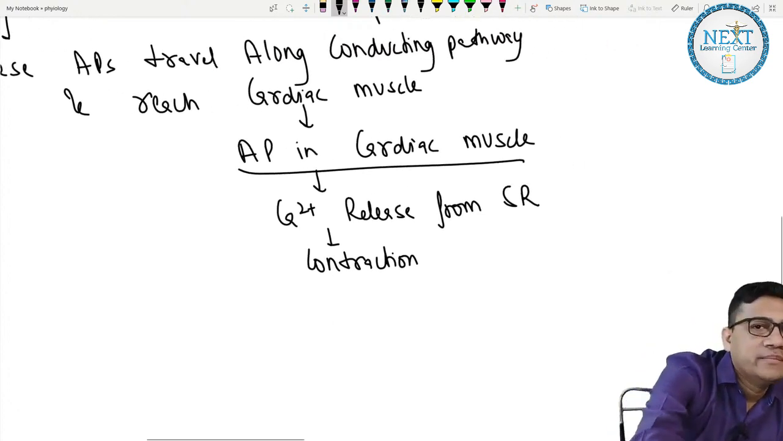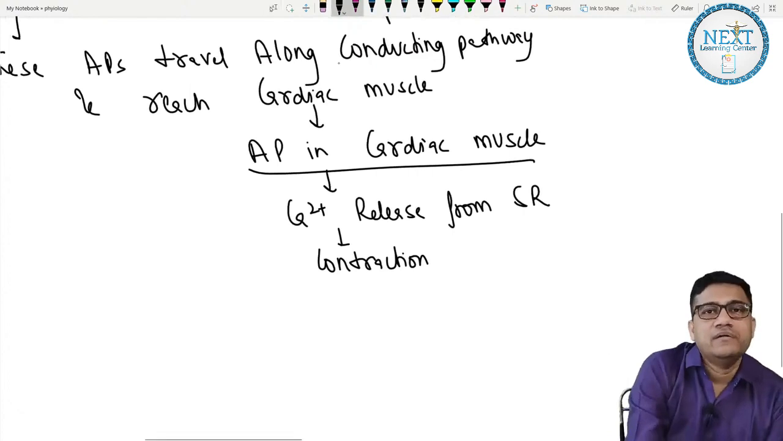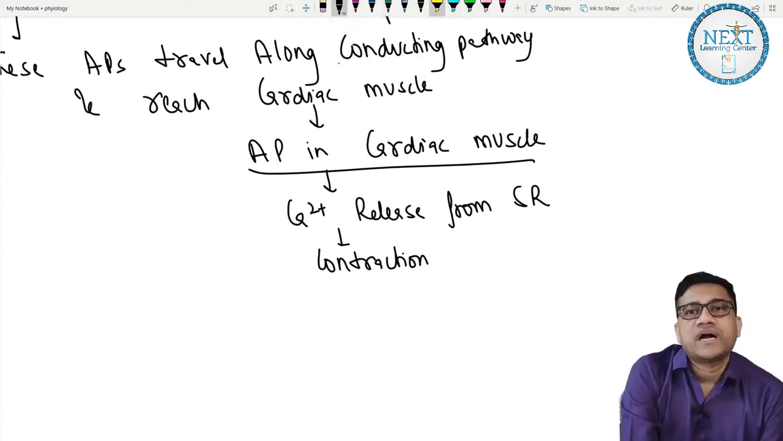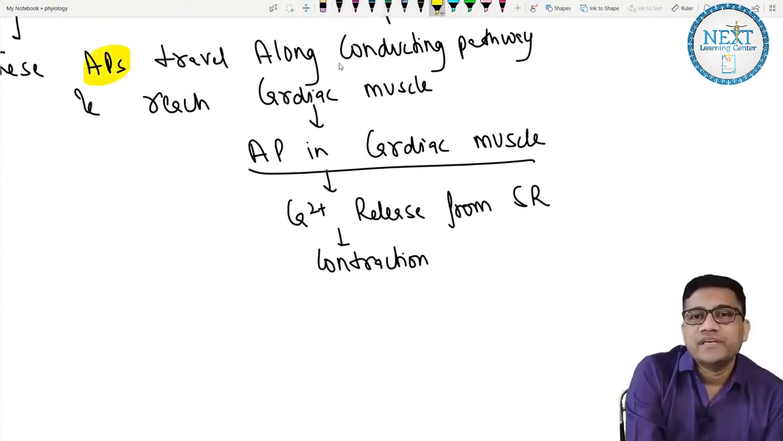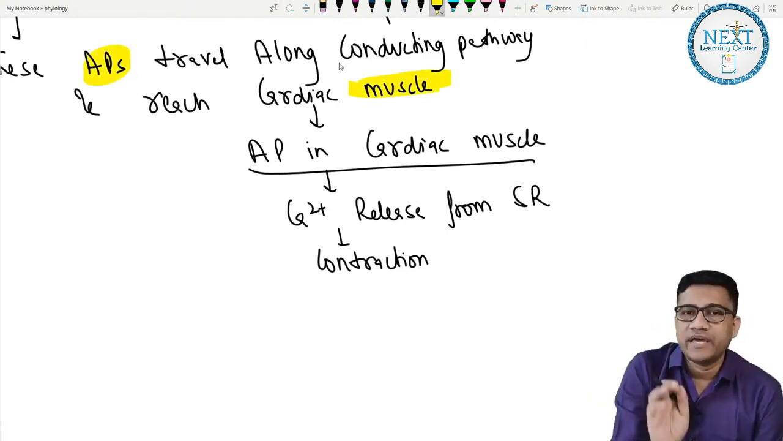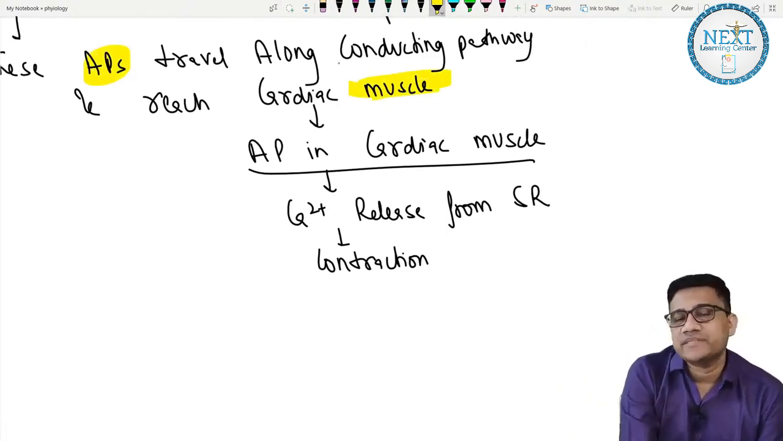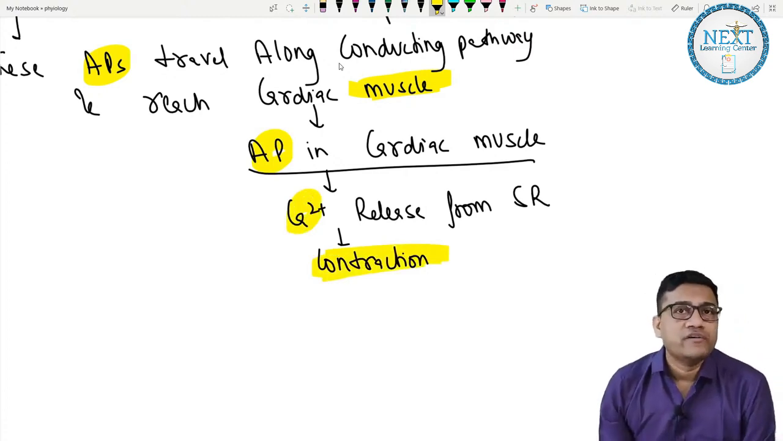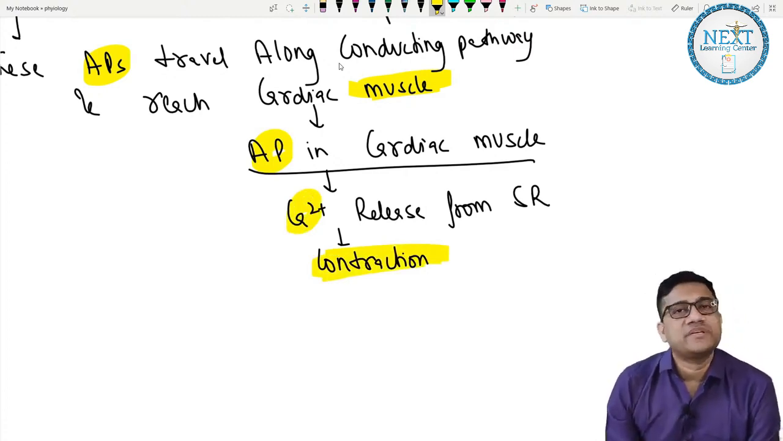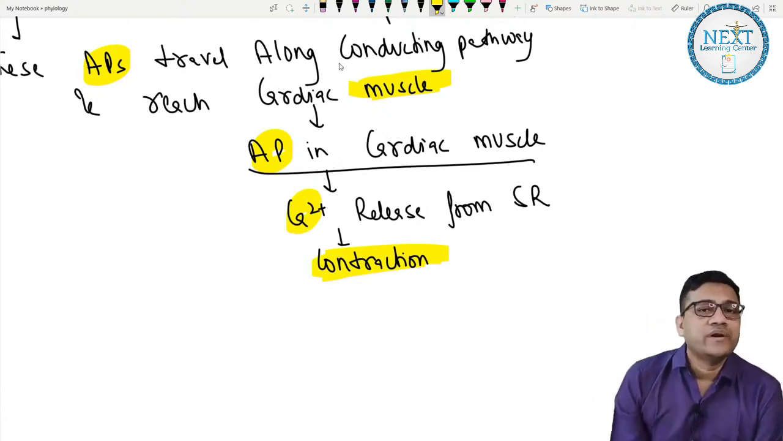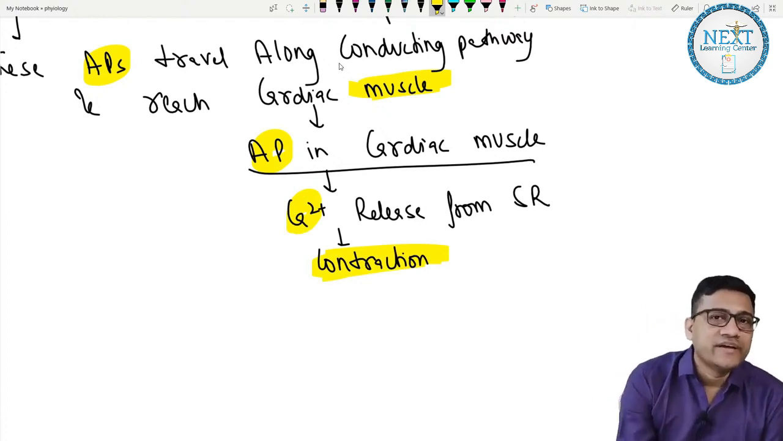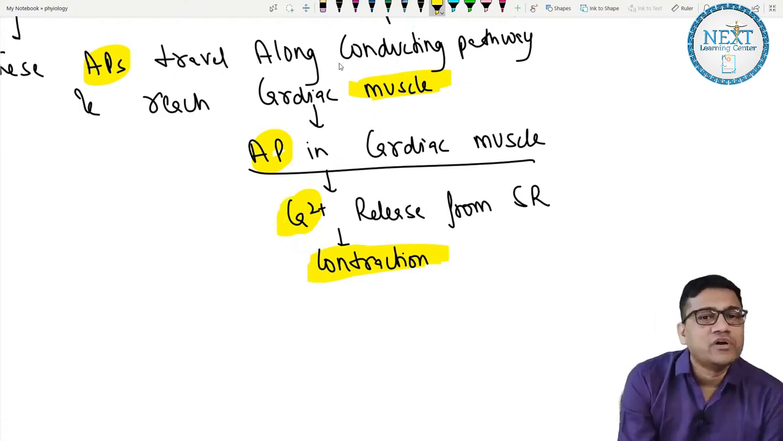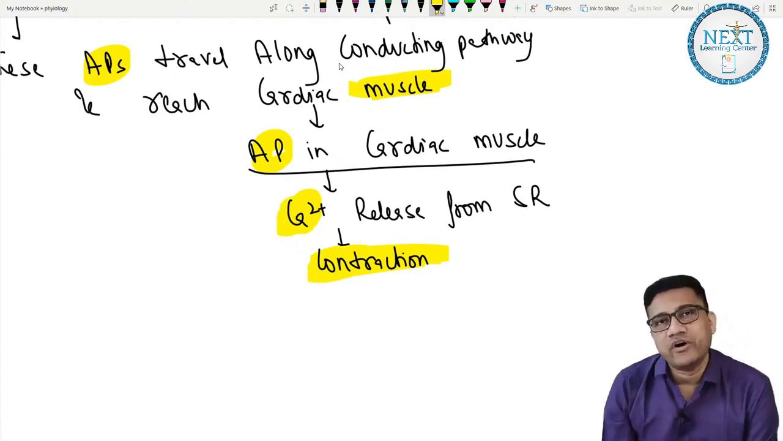So how does any muscle contract? Let me give an idea. The current called AP reaches the muscle, skeletal muscle, anything. Then the AP in the muscle causes calcium release, and calcium causes the contraction. How, what, when, where, I'll discuss when we discuss muscle physiology. So that is how contraction occurs. That's why calcium is the ion for contraction.